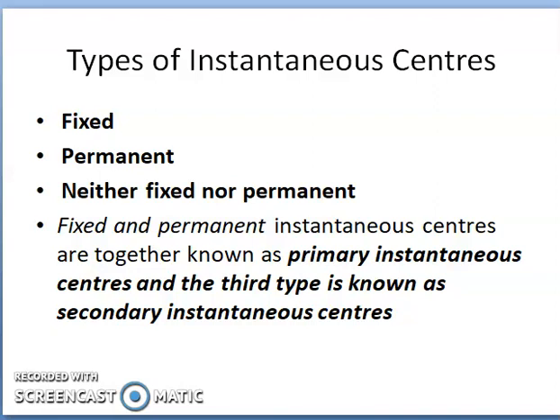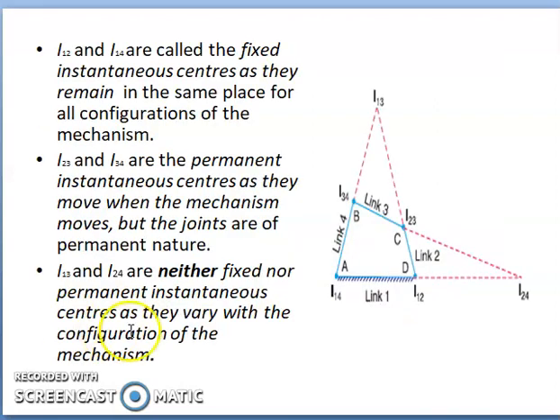So you can see this is a 4-bar mechanism. We can see 4 links: link 1, link 2, link 3 and link 4. So the number of links small n is equal to 4. You can find the number of instantaneous centers capital N is equal to n into n minus 1 by 2. So 4 into 3 divided by 2, that is 6 instantaneous centers.